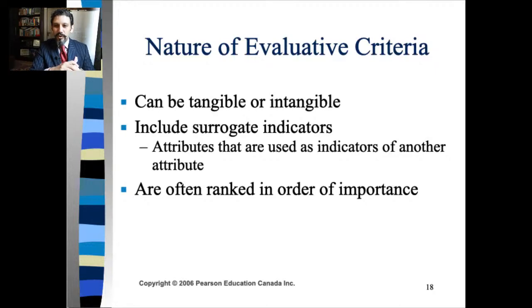This could include surrogate indicators, attributes that are used as indicators of another attribute. And these attributes are ranked in order of importance. Certain things for certain people are more important as opposed to other things. For some people, the miles per gallon would be more important for a car as opposed to the style or the looks of the car. For other people, it could be the looks, the sportiness of the car.